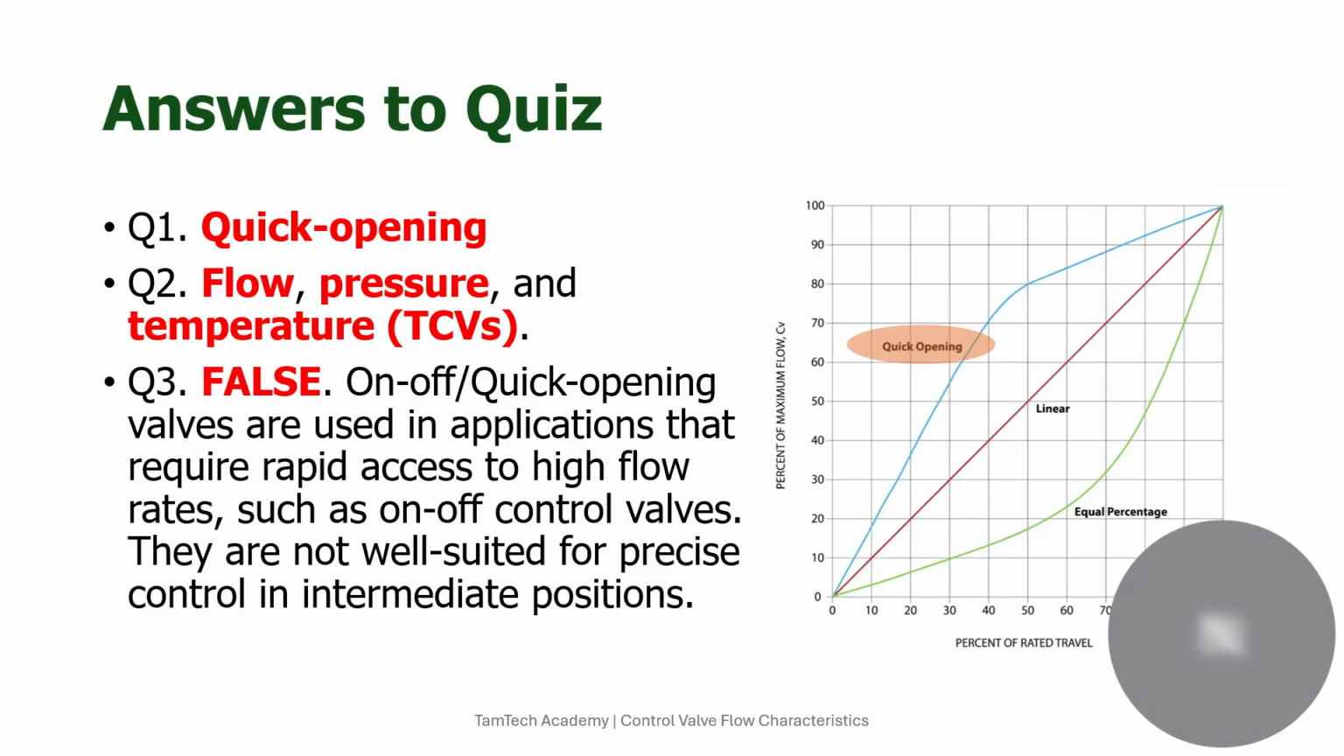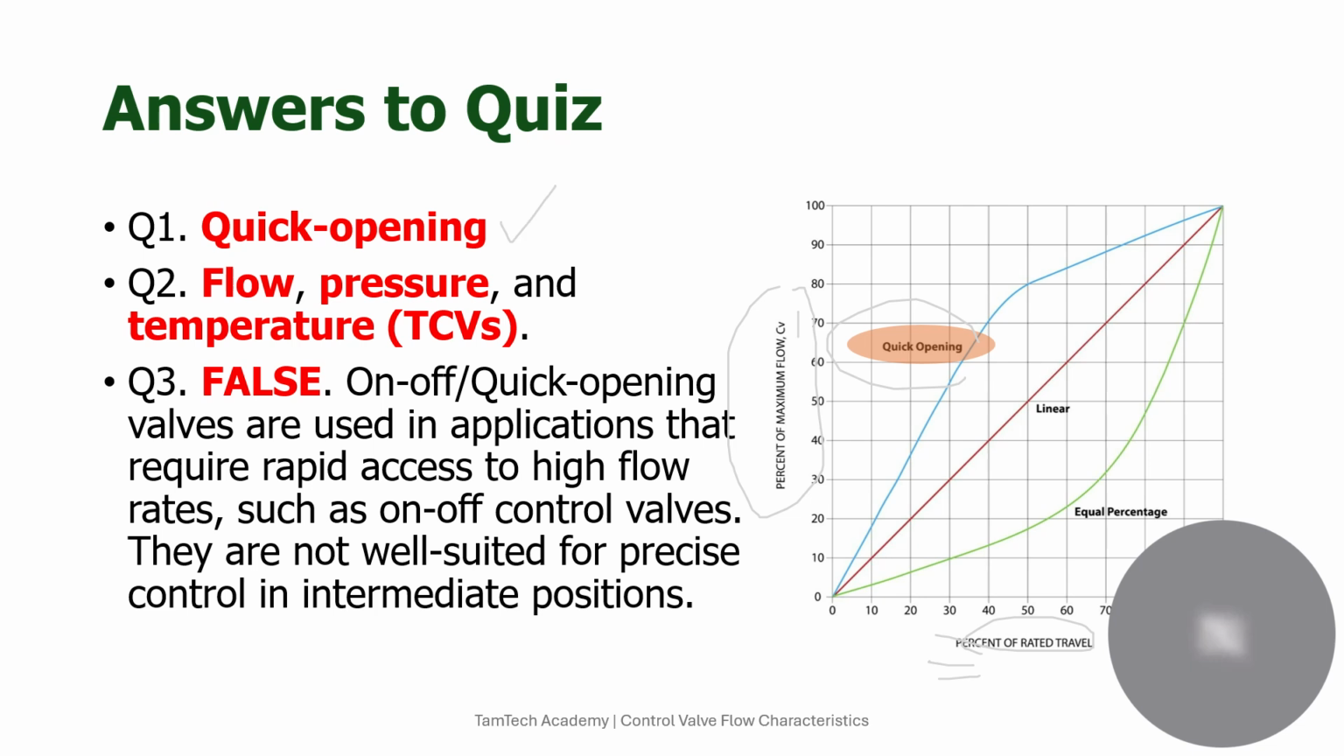The first question, which was in this shape, if you remember, is the quick opening. It has the same shape: percent of rated valve travel and percent of maximum flow, which depends on the CV and the valve travel. So it's the same shape, and this is the quick opening. This is the answer to our first question.